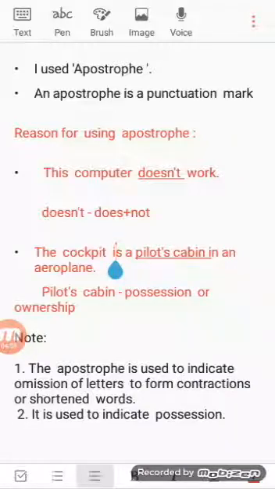So this is all for today. Tomorrow, students, we will learn the rules to make contracted forms or contractions of different words in English. And second, we will learn the rules to use apostrophe with singular nouns as well as plural nouns. Thank you.